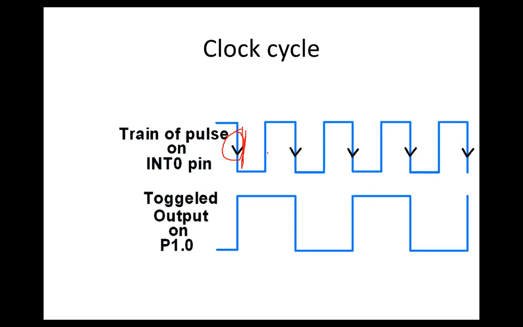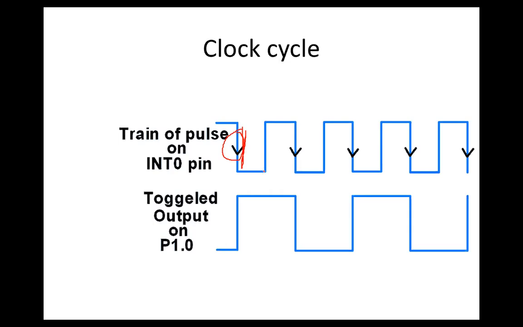Here is another edge, but this edge is from 0 to 1. So it is not a falling edge. This is the up edge, not the negative triggering. This is a positive edge. This is the falling edge, or it is called the up edge. You can say it is the positive edge.